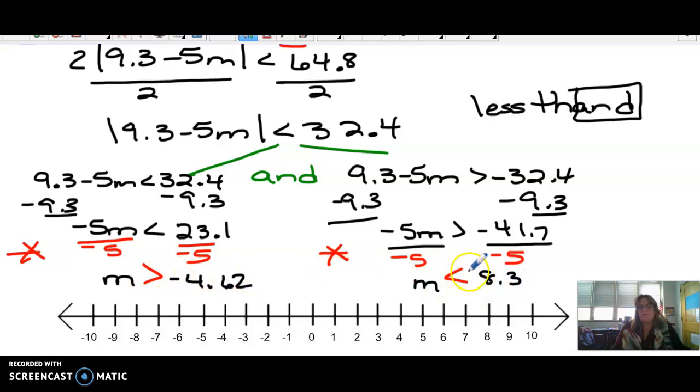Notice no lines underneath our inequality signs. So about negative 4.62 is here. So it'll be an open circle. It's greater than, so it's going to point in this direction. 8.3 is about right here. Open circle, and it's less than, so it's going to point in this direction. Remember, it's an and, so it points between both of these numbers.